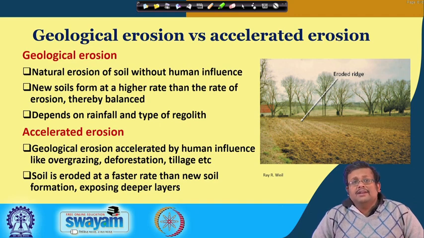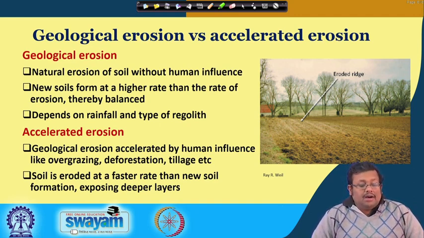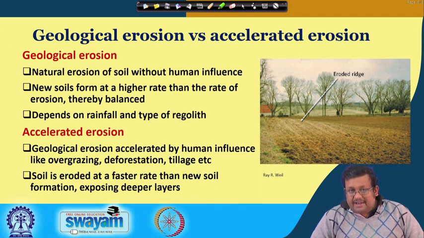There are two different terms: one is called geologic erosion, another is accelerated erosion. Geologic erosion is basically natural erosion of soil without human influences, and in this type of erosion new soils form at a higher rate than the rate of erosion, thereby maintaining a balance all the time. It depends on rainfall and type of regolith. You have already known about the regolith. Regolith is the parent material present at the bottom layer of the soil profile.